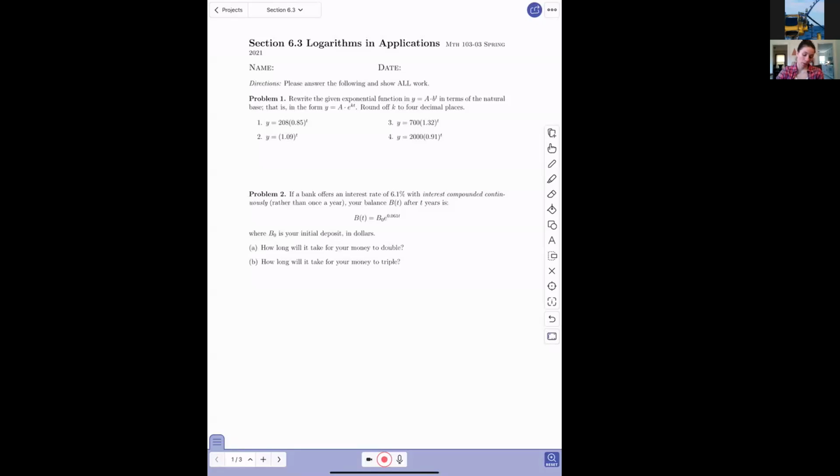So for problem 1, we have to rewrite the given exponential function y equals a times b to the power t in terms of the natural base, that is in the form y equals a times e to the power kt. Round off k to 4 decimal places.